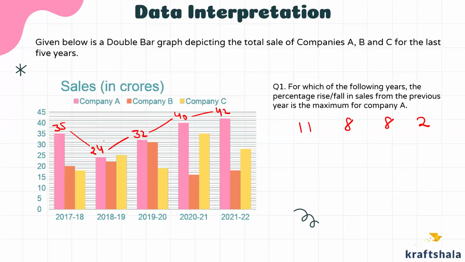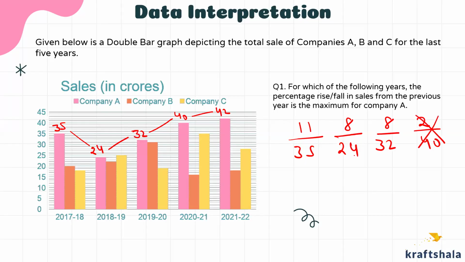Now percentage means 11 is the change on which base? So 11 is the change on the base of 35. 8 is the change in this case on the base of 24. 8 is the change again on the base of 32, and 2 is on the base of 40. So I can clearly see that this value is the minimum. So this cannot be the answer.